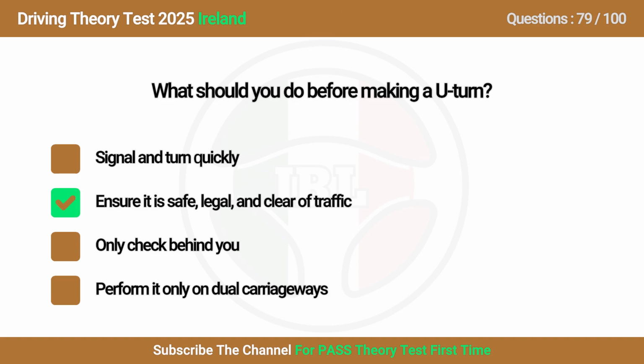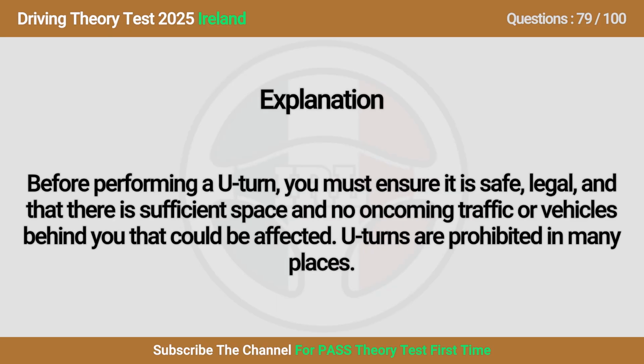Answer is B. Ensure it is safe, legal, and clear of traffic. Before performing a U-turn, you must ensure it is safe, legal, and that there is sufficient space, and no oncoming traffic or vehicles behind you that could be affected. U-turns are prohibited in many places.